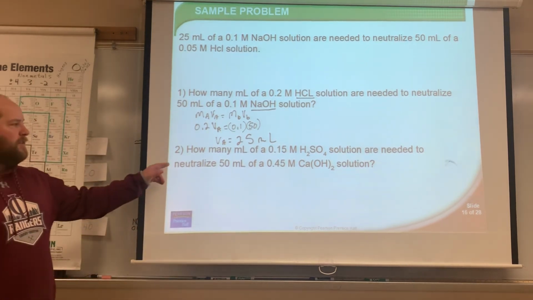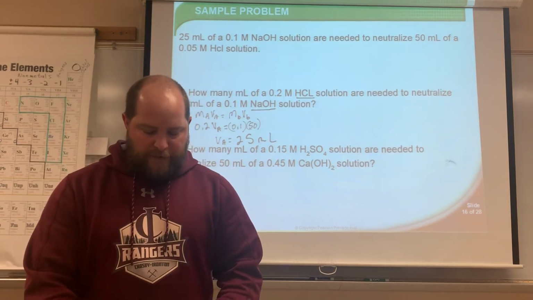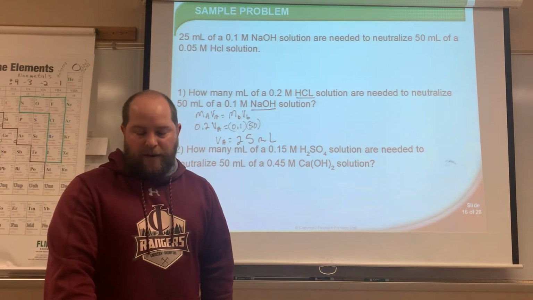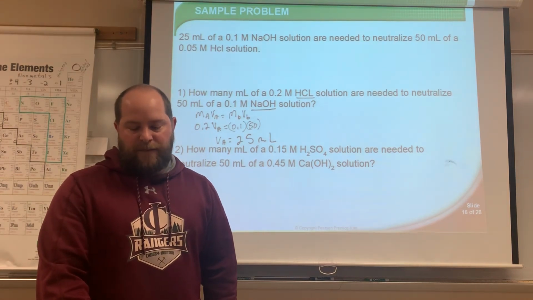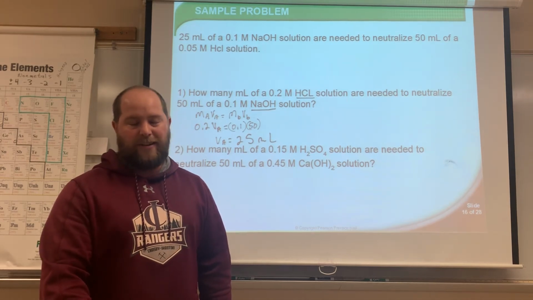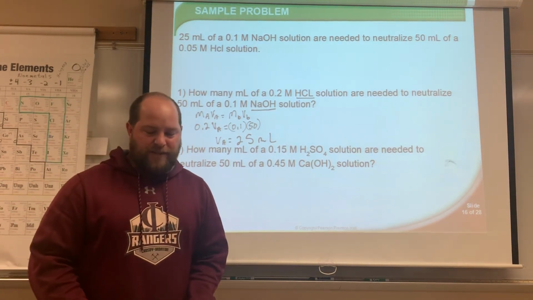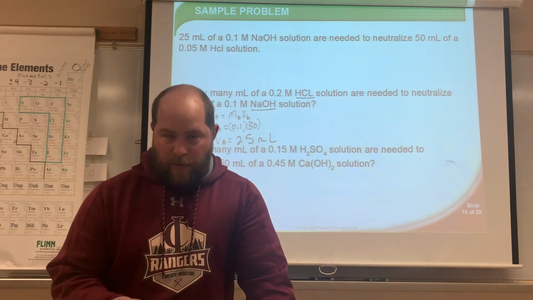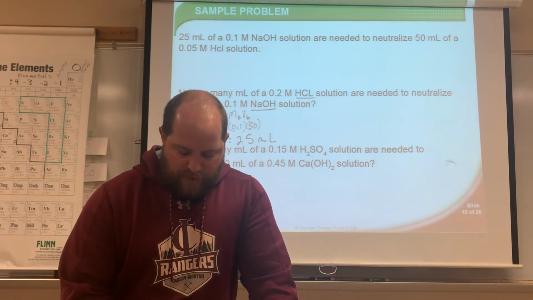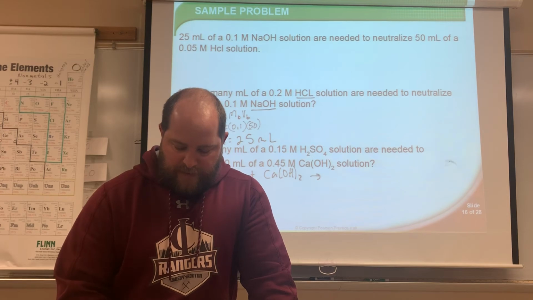All right, let's look at this one right here. It says how many milliliters of a 0.15 sulfuric acid solution are needed to neutralize 50 milliliters of a 0.45 molar calcium hydroxide solution. So for this one, I'm going to draw it out. I'm going to write the equation down just in case to see if it's a 1-to-1 or not. So I have H2SO4 plus calcium hydroxide. This is going to give us calcium sulfate and water.